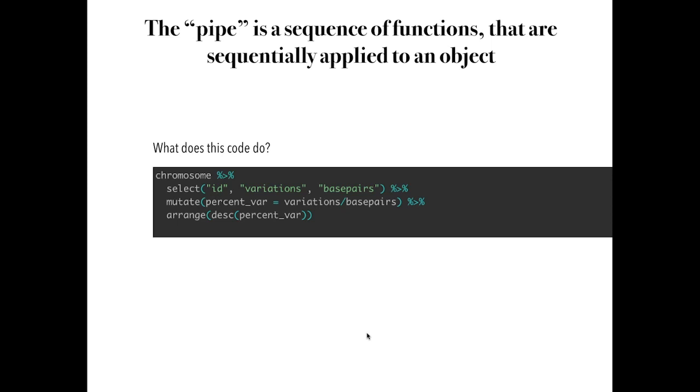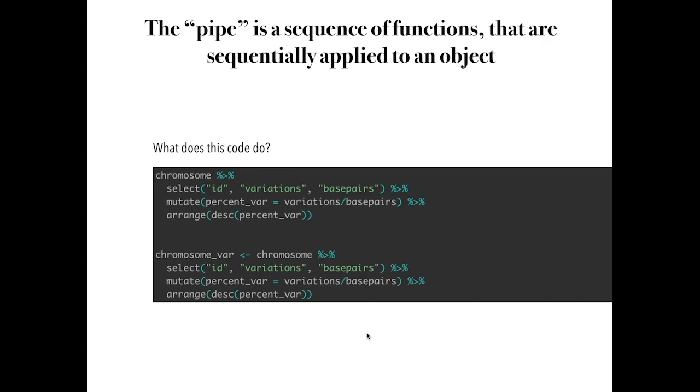Yeah, it's variation divided by base. So this is like the number of variations divided by the number of base pairs. So this is going to be our % variation, right? And then we're going to resort this based on the % variation. This little DSC, this is descend, so we can flip it around. We can either sort this ascending or descending. Okay, so and here what we do is we can save this then as a new object.